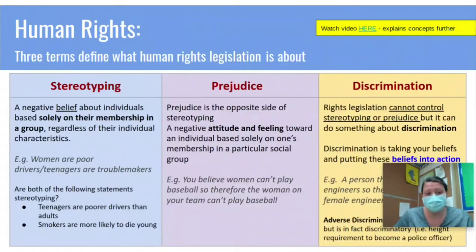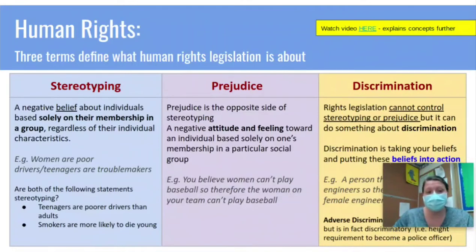So in the example here, I'm pushing you guys a little bit further. Are both of these following statements stereotypes? So the first one, if we say teenagers are poorer drivers than adults, okay, yes, this would be a stereotype. There aren't facts to necessarily prove this. And again, if it's specifically a situation where you see a teenager and you're like, they're going to be a terrible driver, I know teenagers who are much better drivers than me. This is a stereotype that we have.